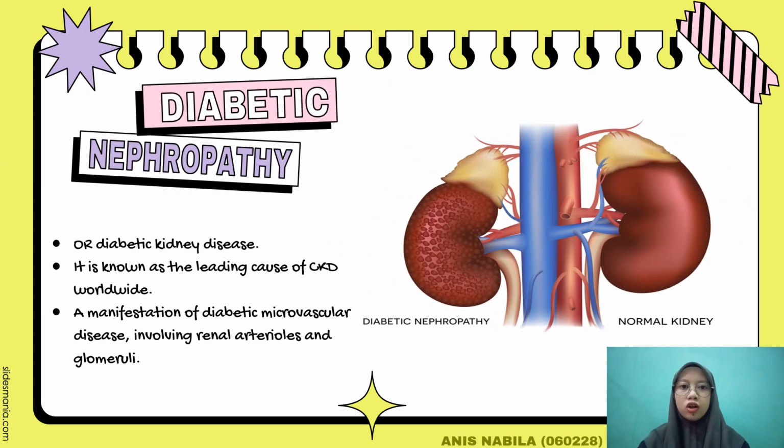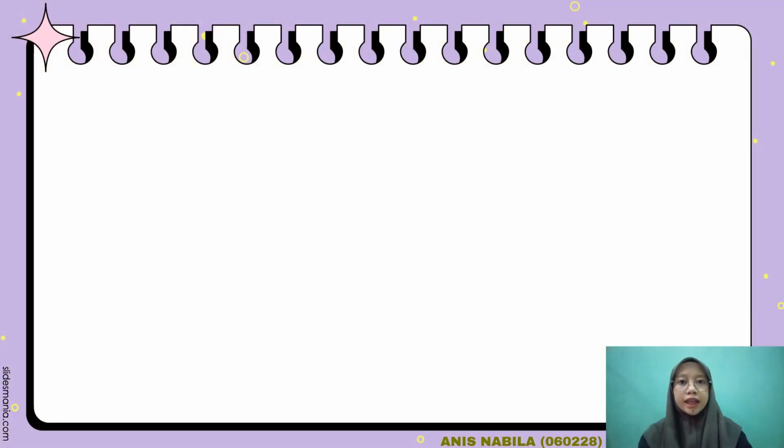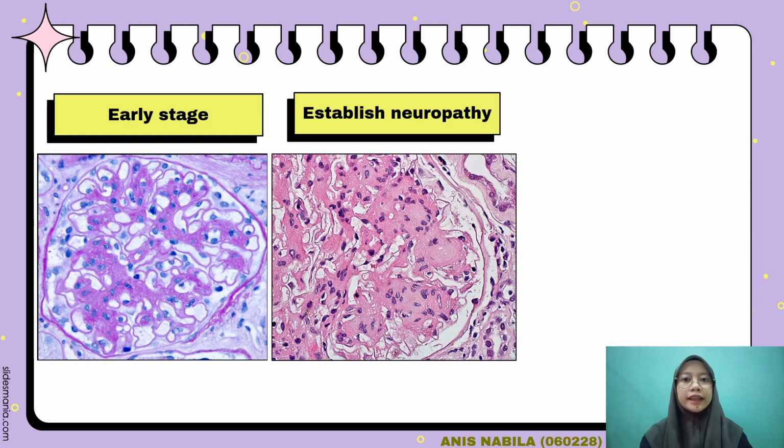Diabetic nephropathy, also known as diabetic kidney disease, is known as the leading cause of chronic kidney disease worldwide. It is a manifestation of diabetic microvascular disease involving renal arterioles and glomeruli. There are several stages of histological appearance of diabetic nephropathy, which are early stage, established nephropathy, and late stage.